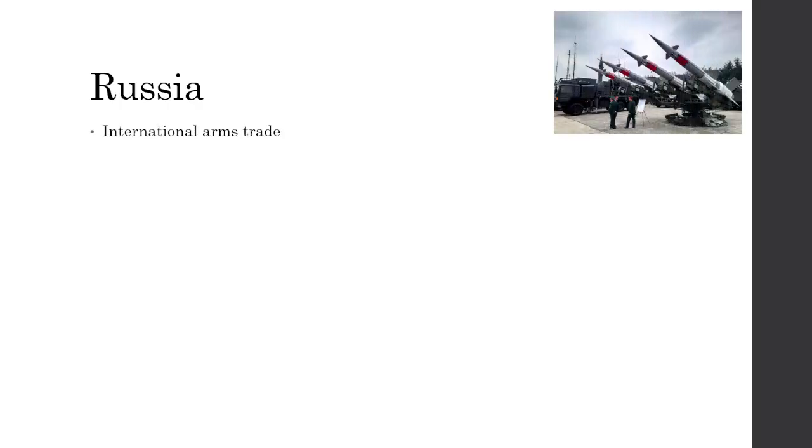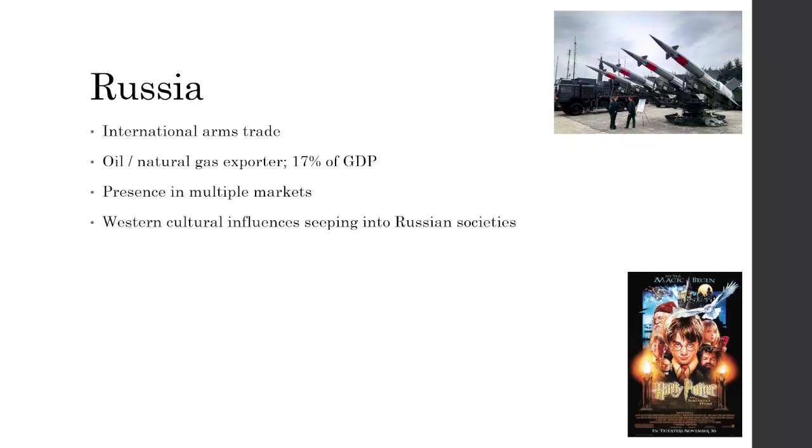All right, let's look at Russia now. So Russia is pretty big in the international arms trade, and I'm not talking about arm wrestles or robotic arms or prosthetics. I'm talking about weapons. They're also a big oil and natural gas exporter. That's like 17% of their GDP. They're also big on coal. That's another one. They're also present in multiple markets due to a variety of goods and services that they sell.